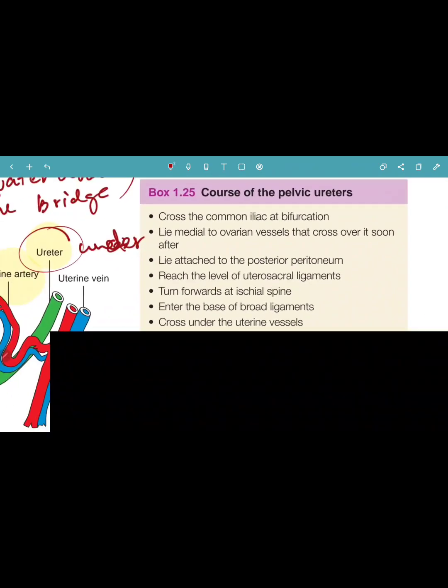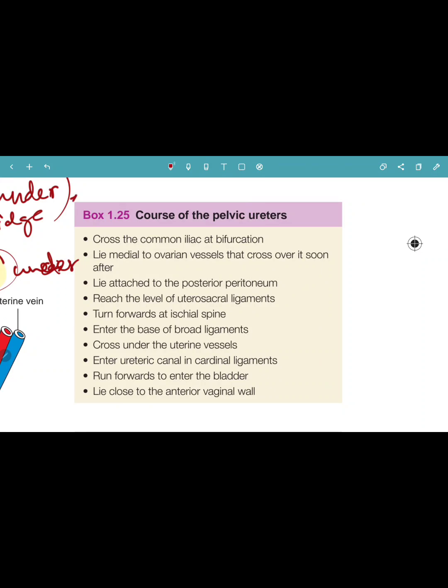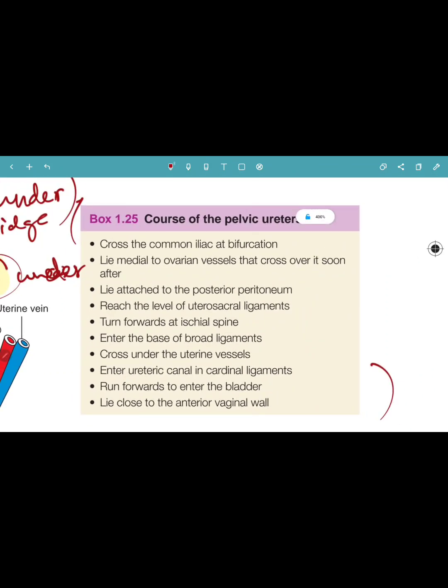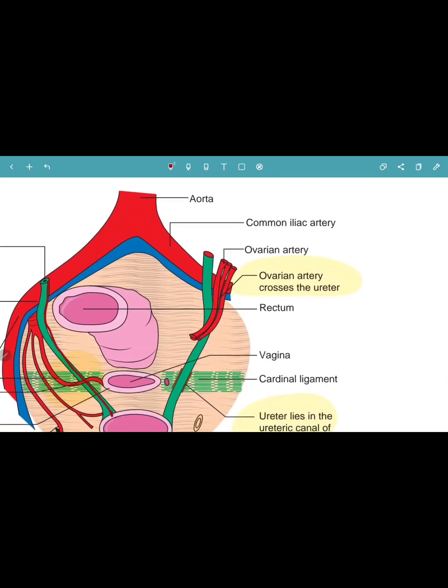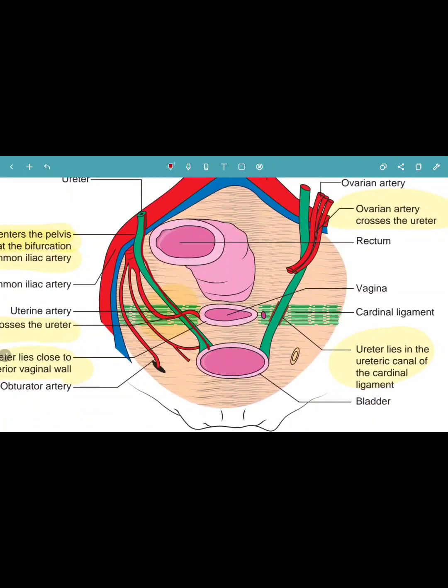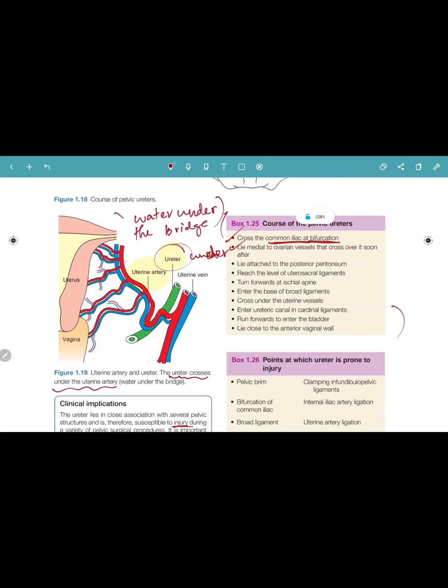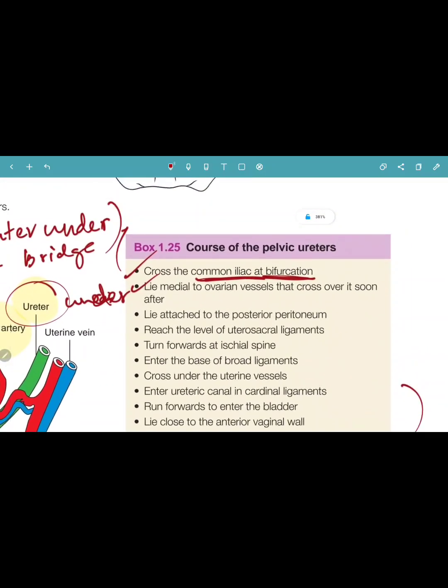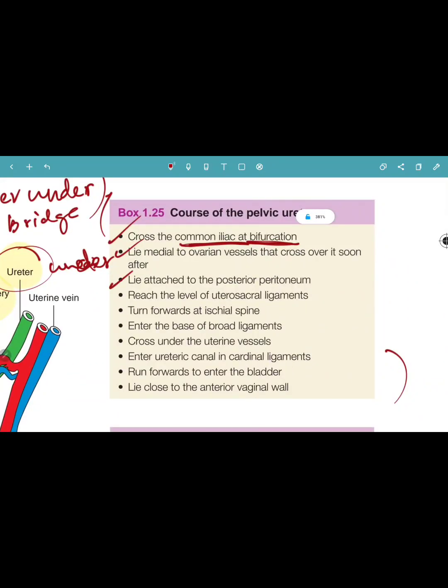Your course of pelvic ureters is given in a box. First, the pelvic ureter crosses the common iliac artery at its bifurcation. It lies medial to the ovarian vessels, which cross over it soon after. It lies attached to the posterior peritoneum.